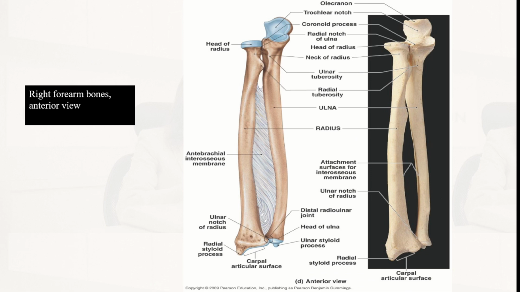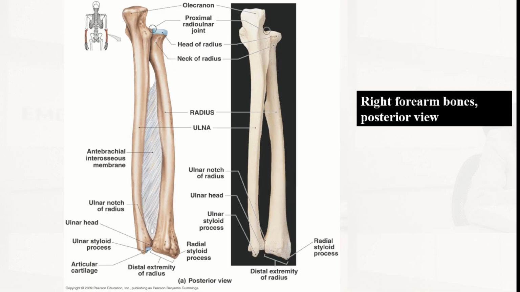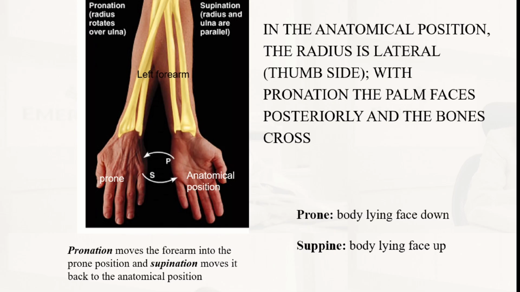So this is now the right forearm, anterior view, of the radius and the ulna, of course, and the interosseous membrane is here. Okay, so you can pause and go through. Okay, and this is the posterior view. Okay, so you can pause again and go through. Okay, anatomically. Okay, so we can move on.